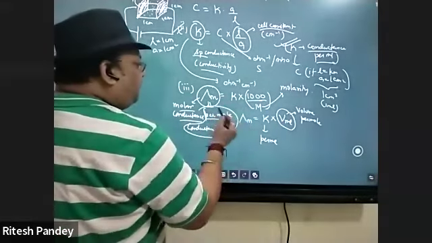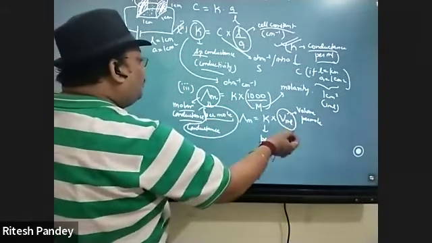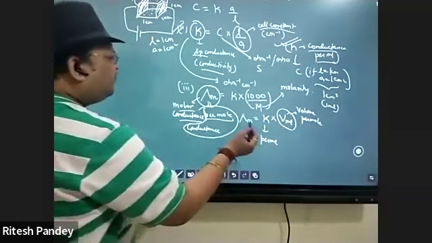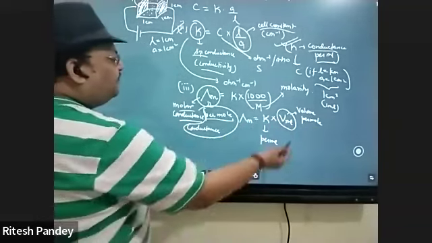So don't you think kappa, which is conductance per ml, into the volume per mole, volume in ml per mole, would give molar conductance? This would be a little new to you because we are generally used to finding number of moles per liter.